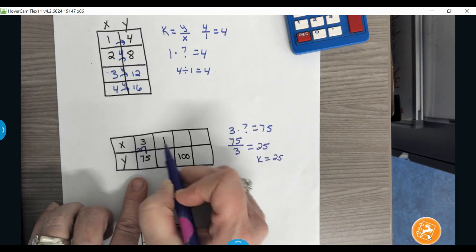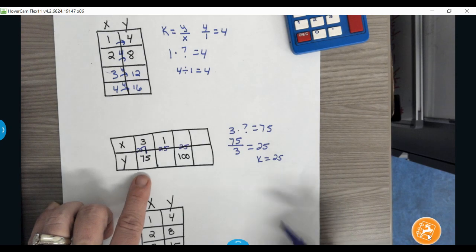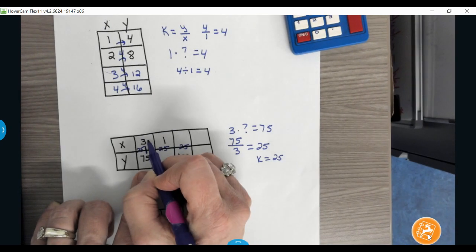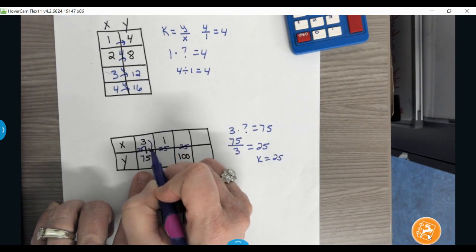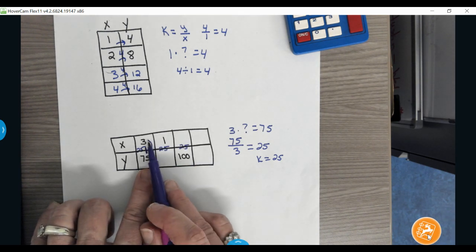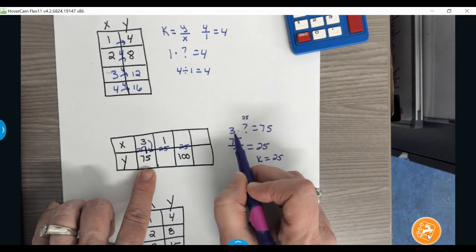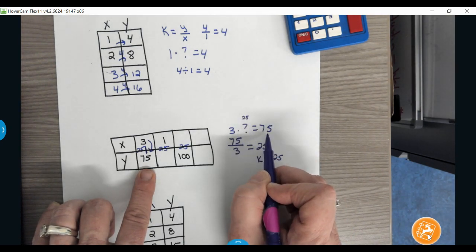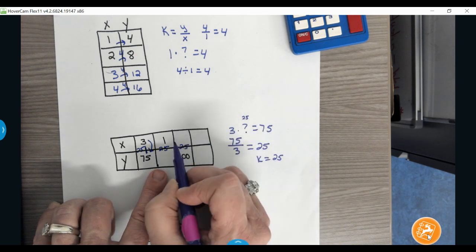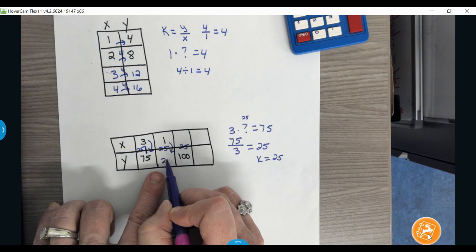So I'm going to put 25 there. I'm going to put 25 here. I'm going to put 25 here. So 3 times 25 brought me to the 75, right? 3 times 25. So if I stuck that 25 here, 3 times 25 gets me 75. Okay, I'm going in that same direction. So 1 times 25 is 25.